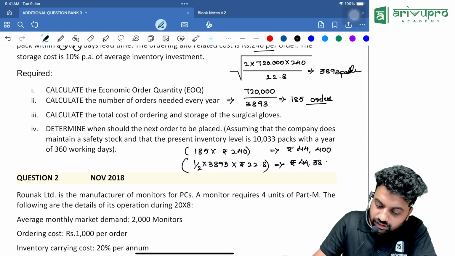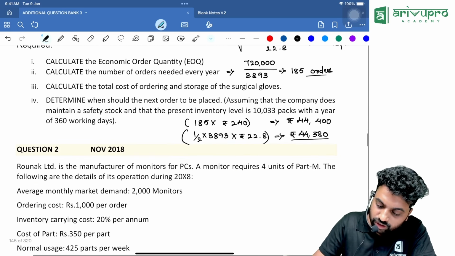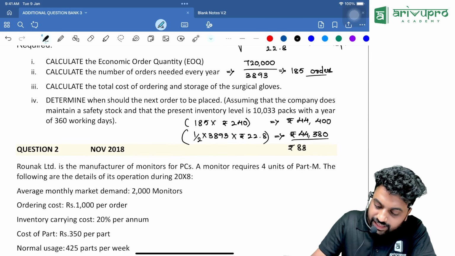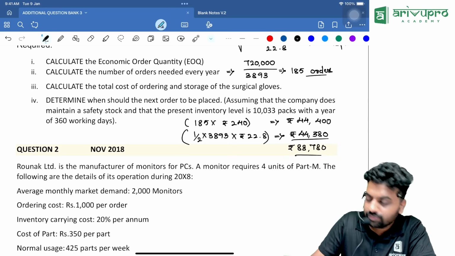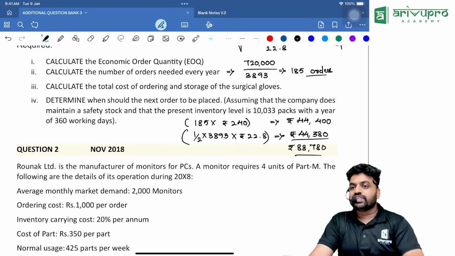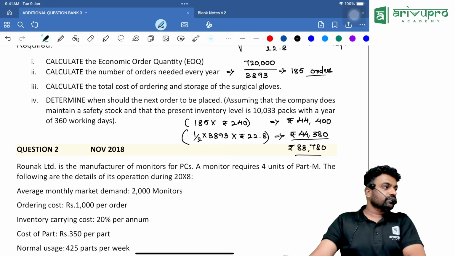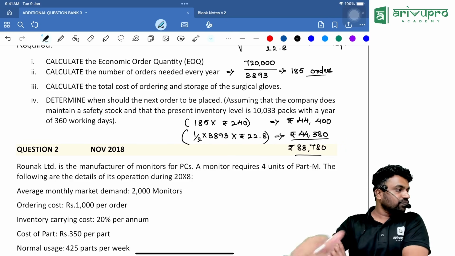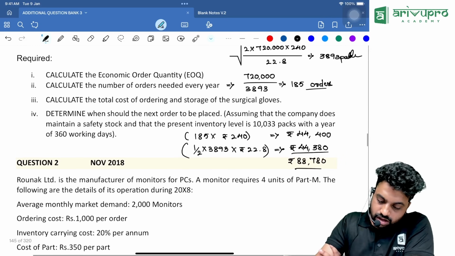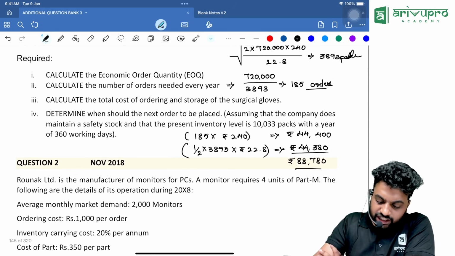380. 380. Okay. That is around 88,780. Sir, why the 20 rupees difference is coming? Because of rounding off of the number of orders. Got it? Okay. Done.